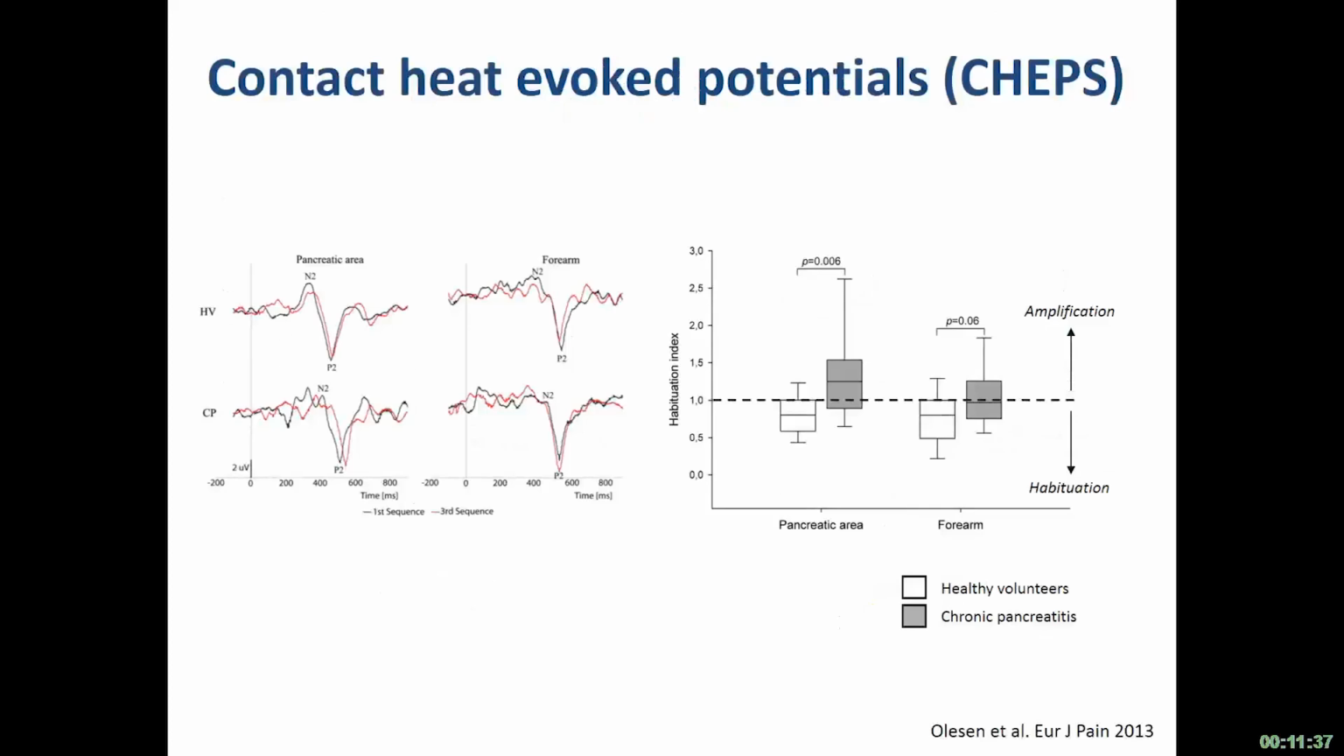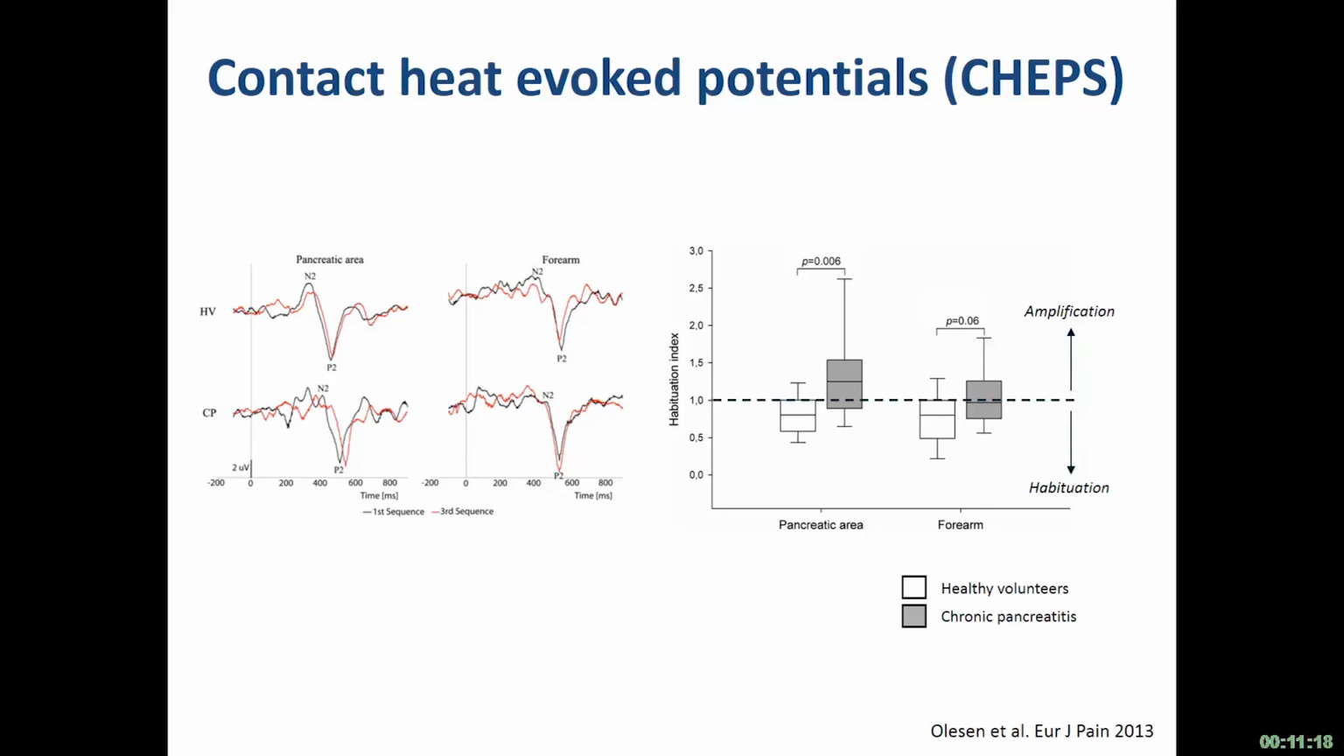And interestingly, when we looked at the evoked brain potentials, this was actually also reflected in the objective correlate, where we could see that in controls the amplitudes went down, but in the patients we saw some sort of amplification, and that was most pronounced in the pancreatic area, following stimulation in that area.